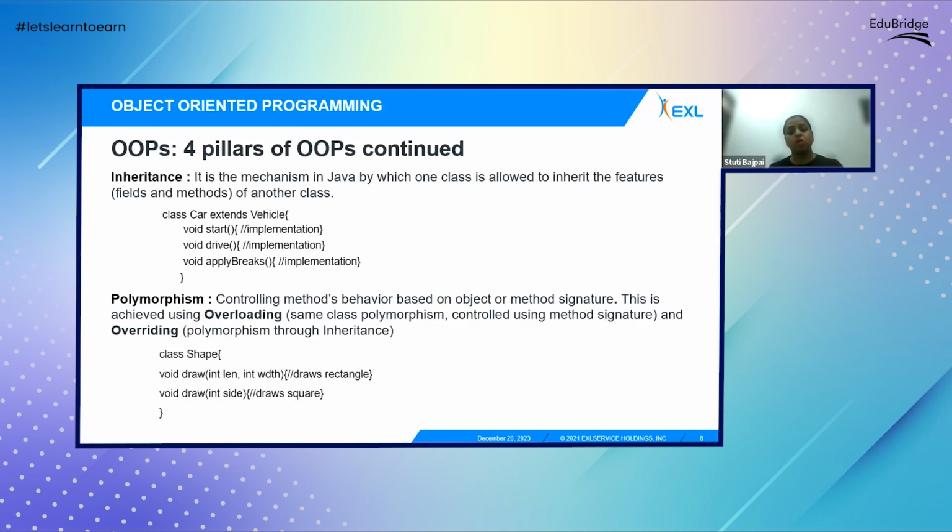This is the example of overloading, or same class polymorphism. In a class Shape, you have two methods named draw. But what is the difference? One takes two integer arguments and another one takes one. So based on the argument, the JVM will notice that I need to call this draw method and not this one. So this is called overloading.